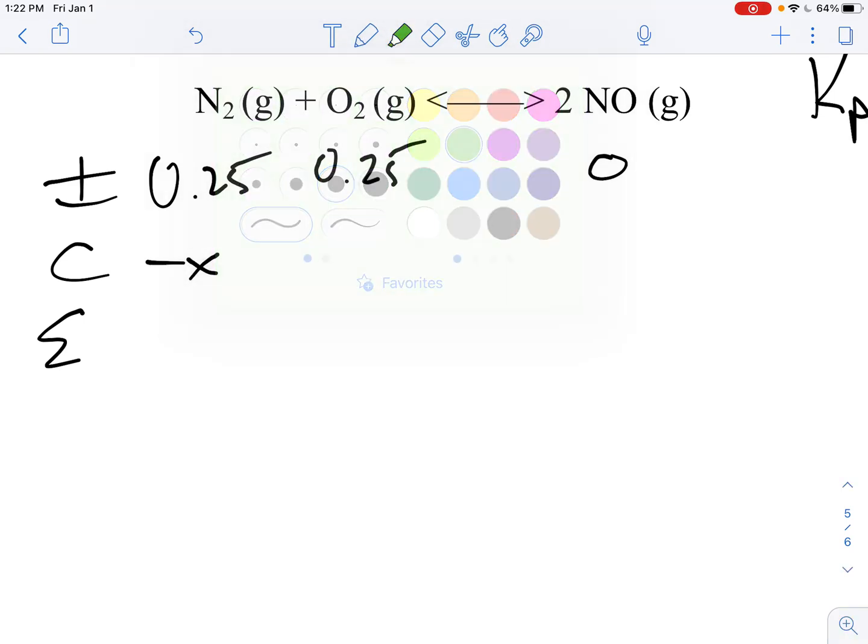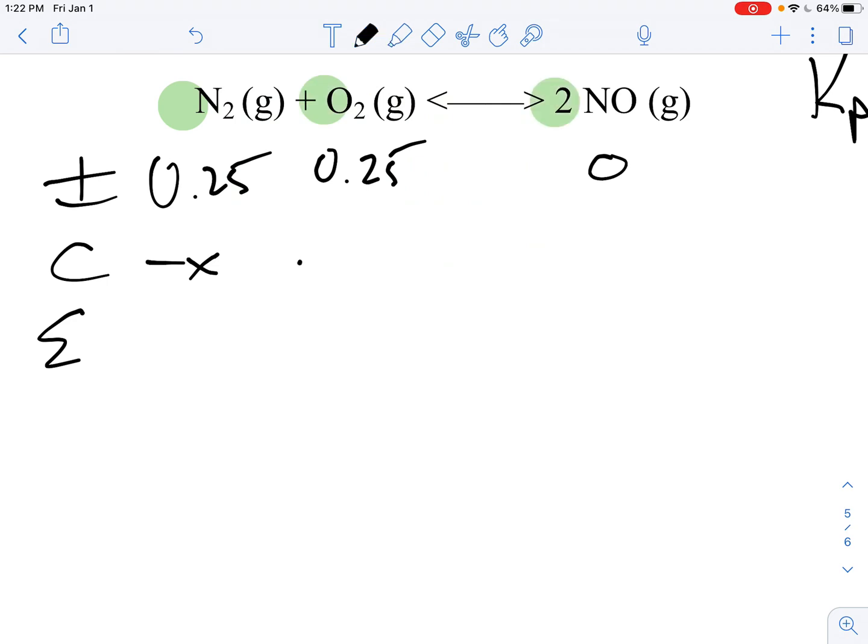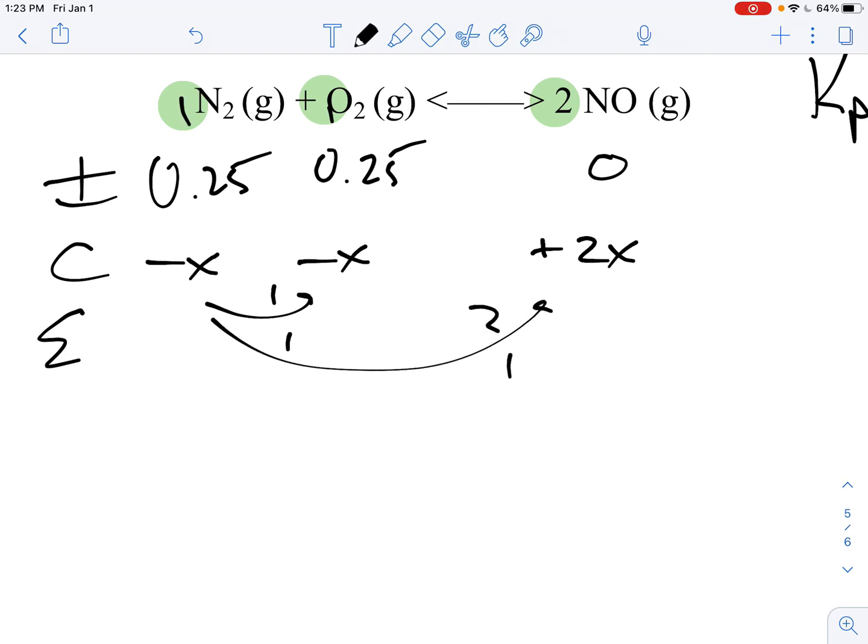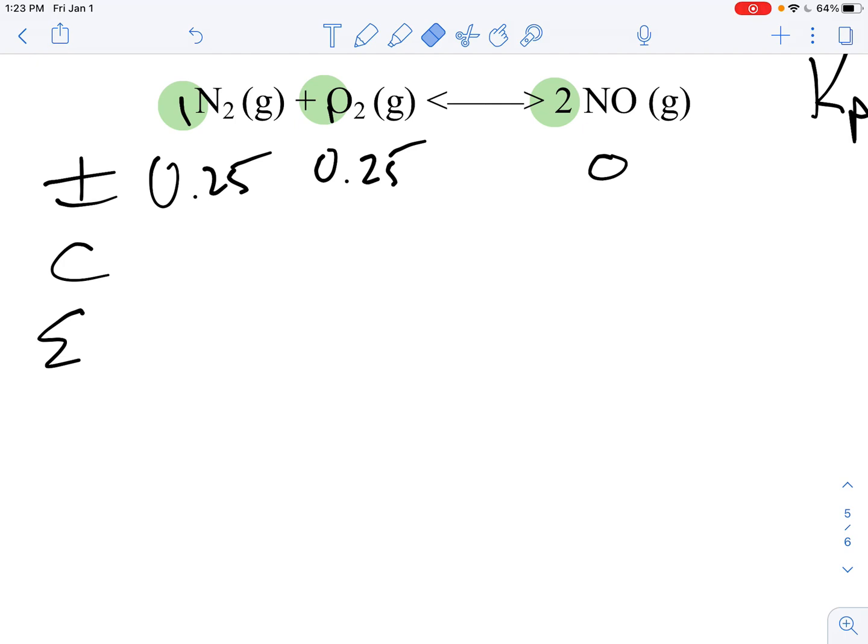We know it's going to go to the right, so we know that this has to go down by some amount x. But guys, there's a 1 and 1 and a 2 here. So if this goes down by x, then that also has to go down by x, but this then has to go up by 2x because, again, this is a 1-to-1 ratio, and this is a 2-to-1 ratio. So if these guys each go down by x, then that guy on the right has to go up by 2x.